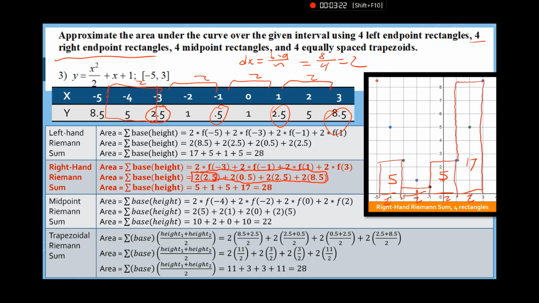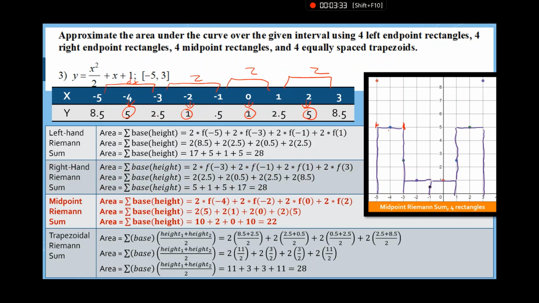Okay, so we multiply all this out. This is 2 by 2.5 is 5, 2 by 0.5 is 1, 2 by 2.5 is 5, and 2 by 8.5 is 17. When we add them all up, we get 28 again. Okay, for a midpoint Riemann sum, I would take my heights from the middle. So for our first interval from negative 5 to negative 3, my height would be 5. Then 1, 1, and 5 again for all four rectangles.